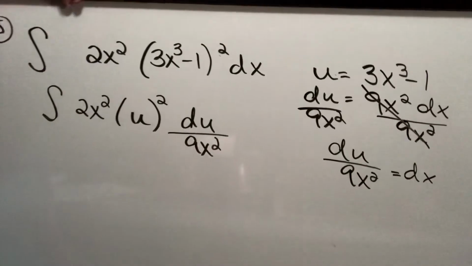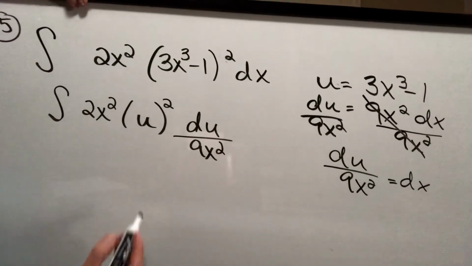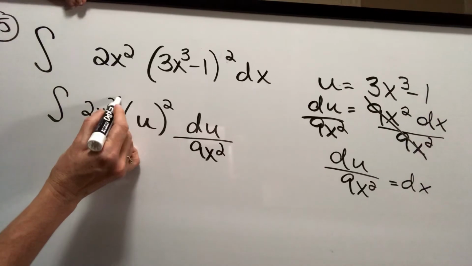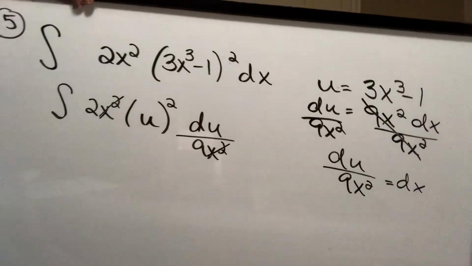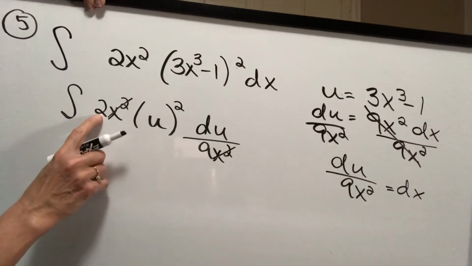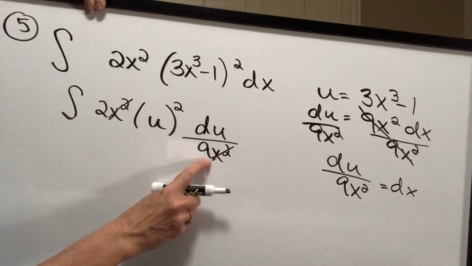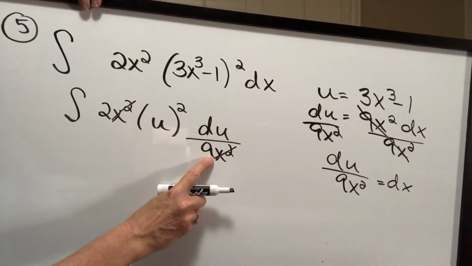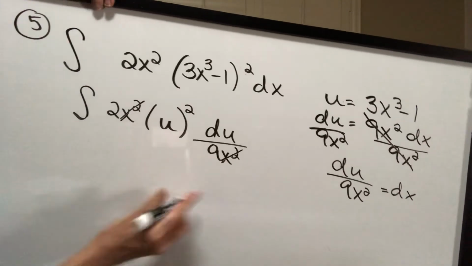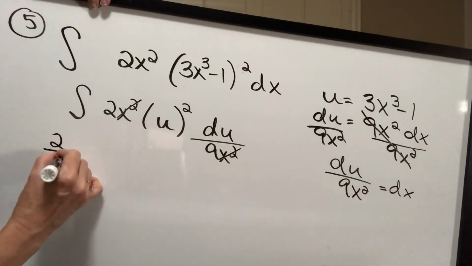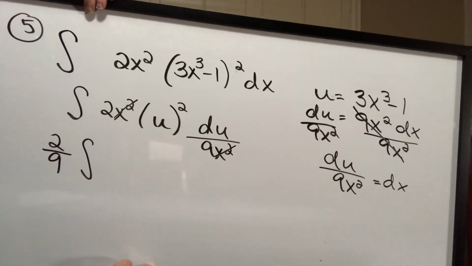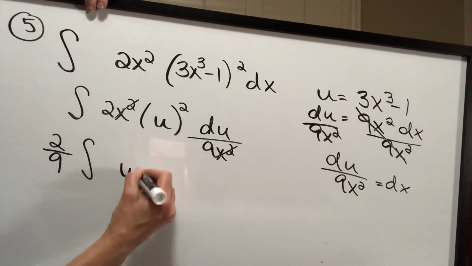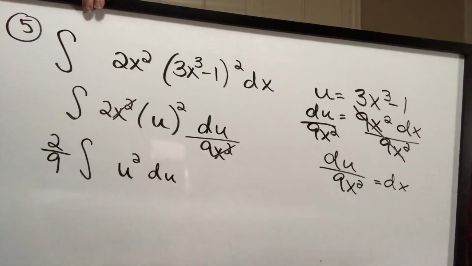Okay, so we can simplify this. For instance, the x squared here can cancel out with the x squared here because they're diagonal from each other. And then you have the constants. You have a 2 on top and a 9 on the bottom, so think of that as the fraction 2/9. So you're going to put 2/9 on the outside of the integral. That will make it easier. And inside, you would still have u squared du.